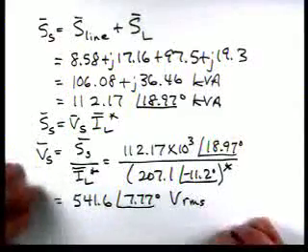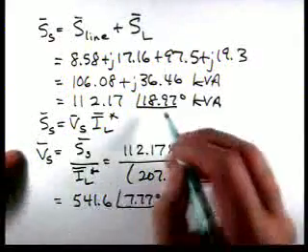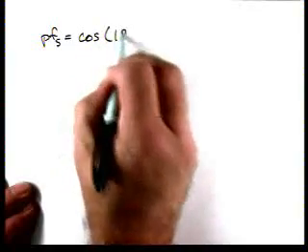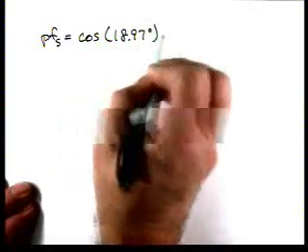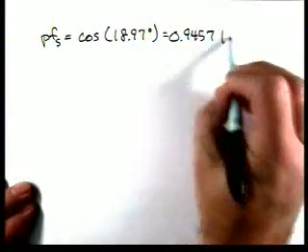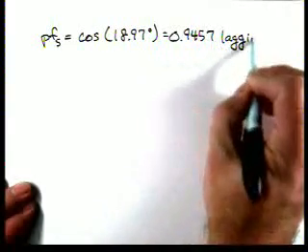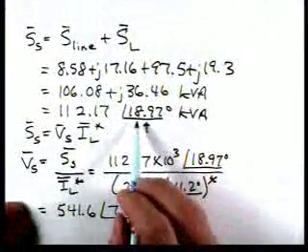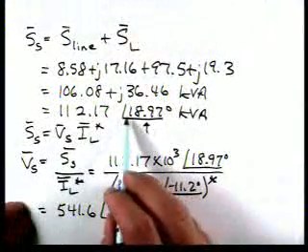Now, the power factor we can get by taking the cosine of this angle. So the power factor of the source we get by taking the cosine of 18.97, which is 0.9457, and it's lagging. The reason it's lagging is that the angle on S is positive. Look back at S, this is a positive angle. If this angle had been negative, we'd have had a leading power factor.